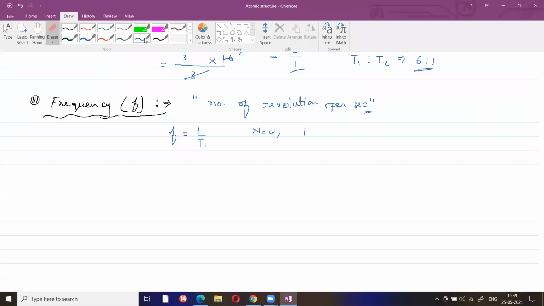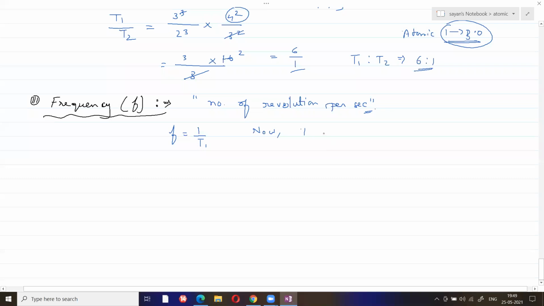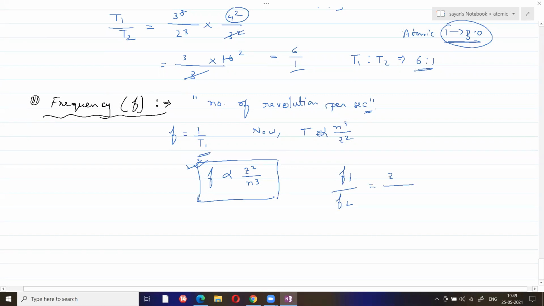Screen share is fine. Now look, for t we can easily write n cubed by z squared. Now put the value here. So frequency is proportional to z squared by n cubed. Okay, this is one of the important formulas. Another formula for frequency: f1 by f2 equals z1 squared by z2 squared into n2 cubed by n1 cubed.